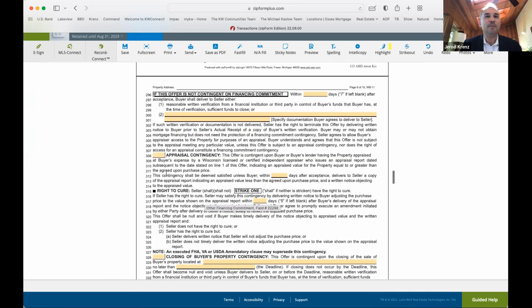Interesting, huh? Appraisal contingency. I've been talking with people. A lot of banks are waiving these right now. So another reason to talk to your lender. So if you're doing appraisal contingency, check that. On line 312, you put how many days it's contingent for. I do the same as the loan commitment.